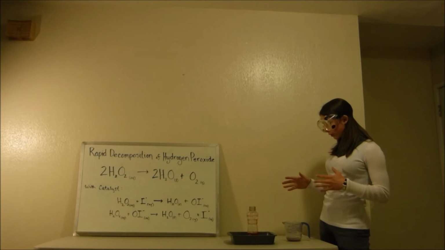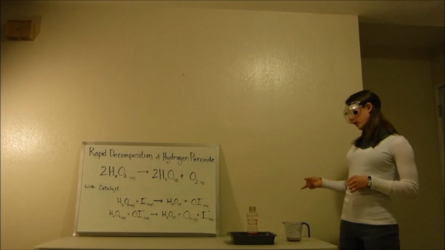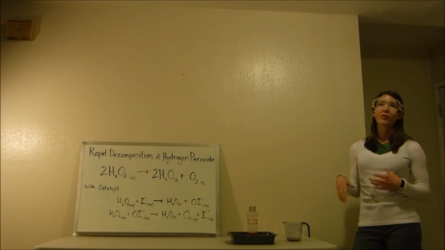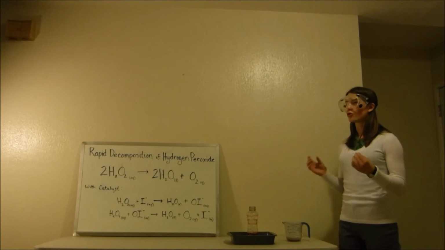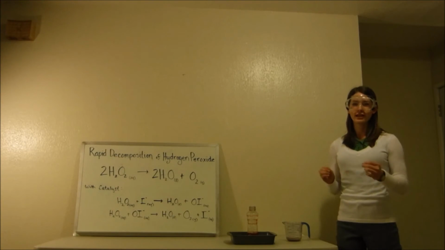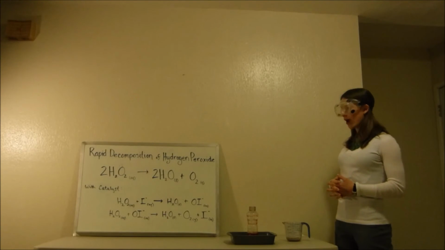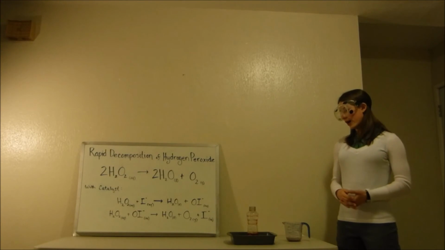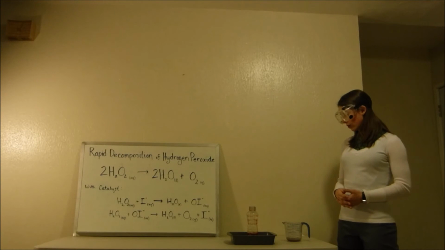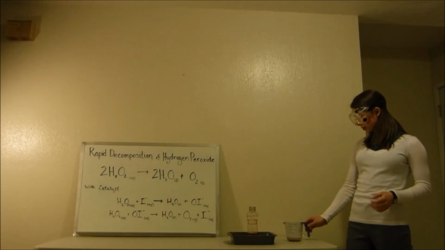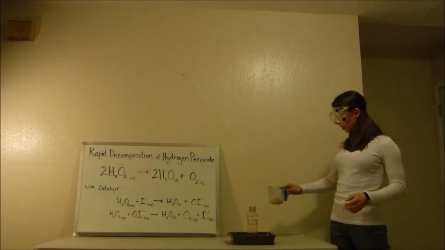But this is 3%, and then also in the solution we have liquid dish soap, which does not affect the reaction. It simply helps to trap the oxygen gas at the end into little bubbles so that we can actually see it. And then we also have food coloring, just for fun. Alright, so here we have it. Here's our yeast solution, and here we go.